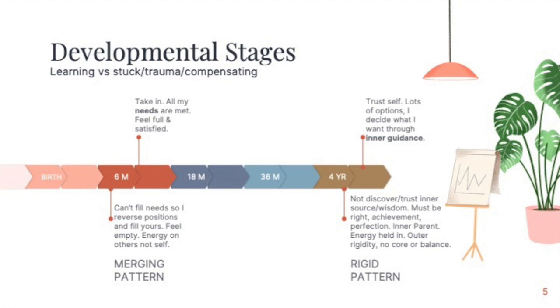The merging pattern, the not getting all your needs met, and the rigid pattern, needing to do things right and fearing doing things because you want to do them. Okay. If you guys remember last week, the traits we looked at, I want to show you the traits in the rigid pattern and then the traits in the merging pattern that are very similar to what we looked at last week. So let's get into details about how these show up.